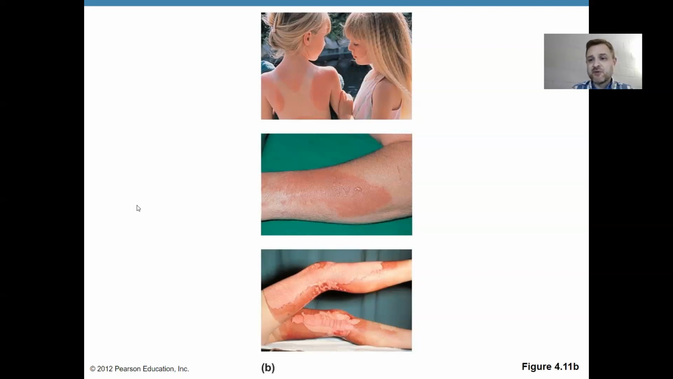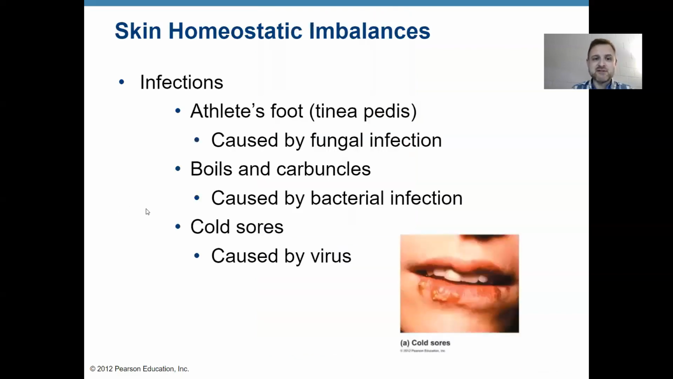There is a thing called a fourth-degree burn. Fourth-degree burn would be you burn down to like muscle tissue or bone. In that case, oftentimes you might have to amputate an appendage if the damage is that serious.